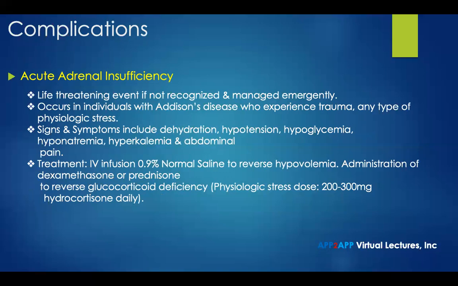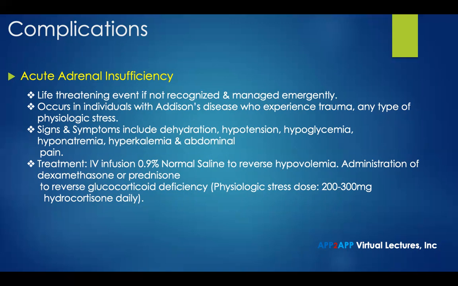Complications of acute adrenal insufficiency. This is a life-threatening event if not recognized and managed emergently. It occurs in individuals with Addison's disease who experience trauma, any type of physiological stress. The signs and symptoms I've already reviewed, but they're dehydration, hypotension, hypoglycemia, hyponatremia, hyperkalemia, and abdominal pain.